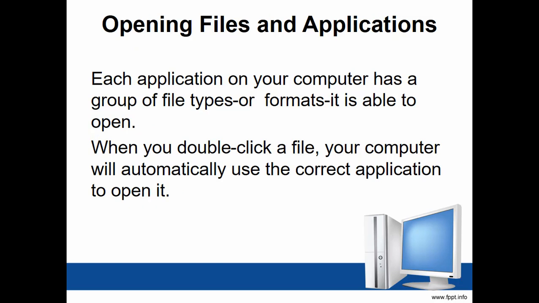To open files and applications, each application on your computer has a group of file types or formats it's able to open. When you double-click a file, your computer will automatically use the correct application to open it. So when you need to open a file, folder, application, anything you want, or a program, you just double-click on your mouse and it will be opened.